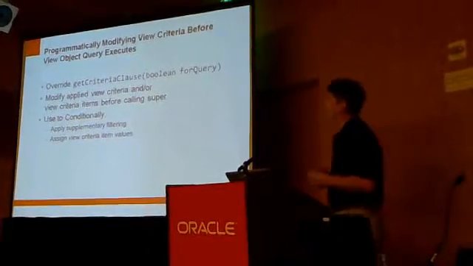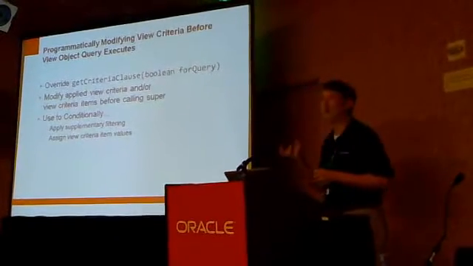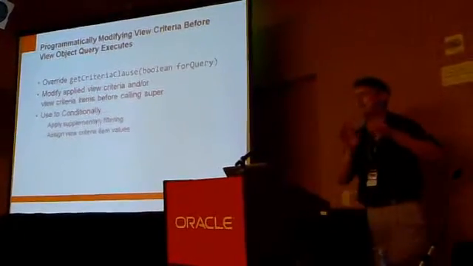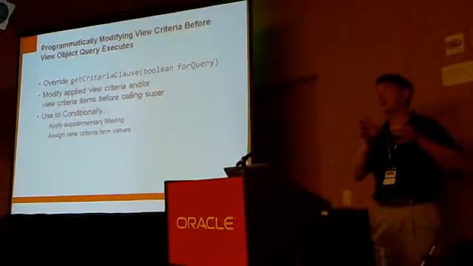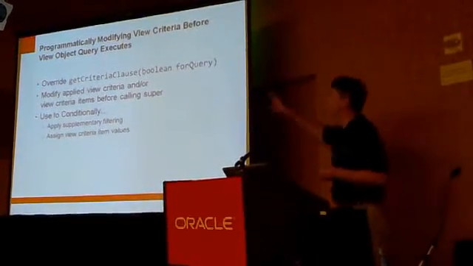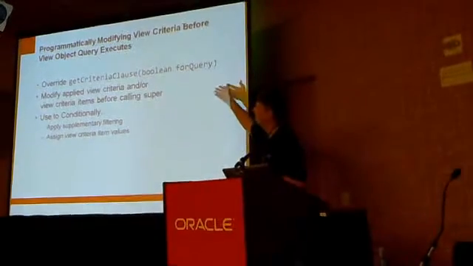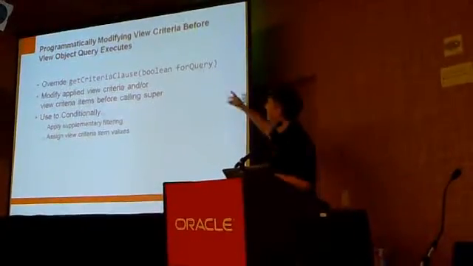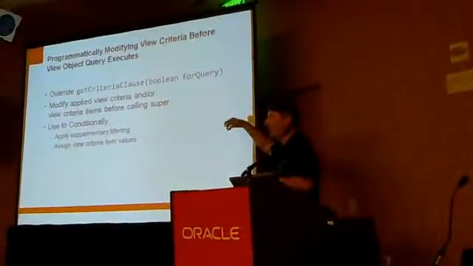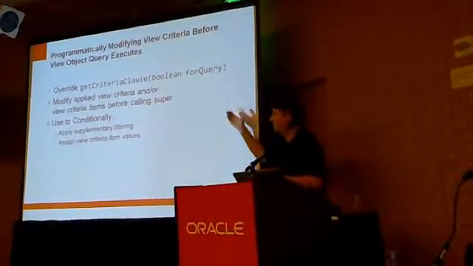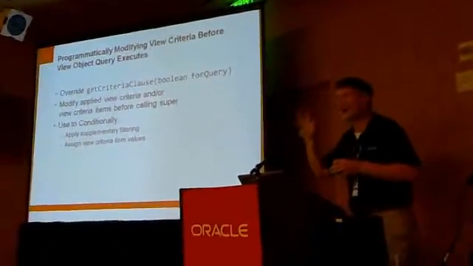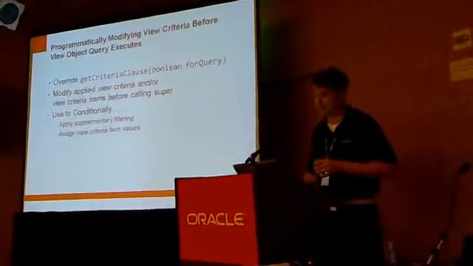Another trick that I've seen many teams requiring is to make programmatic changes to a view criteria just before the query executes. So they might look at some of the values that are there or not there in the query, and then they want to add a few extra things into the view criteria before it actually hits the database. And so the right method to override to accomplish that is the method called getCriteriaClause that has the Boolean argument. And you can modify the view criteria, add view criteria items, do whatever you need before calling the superclass, and it will then run with your augmented view criteria. That could be some security thing you add. It could be a number of interesting use cases.